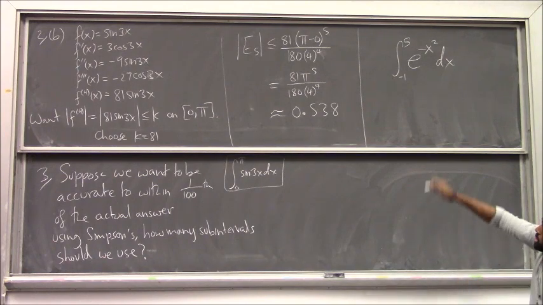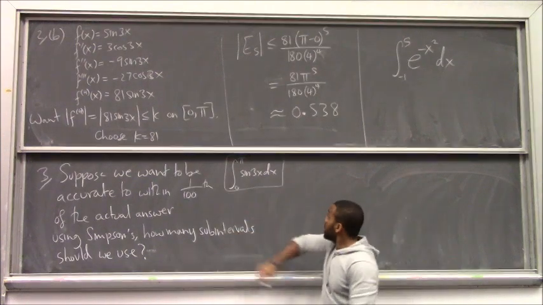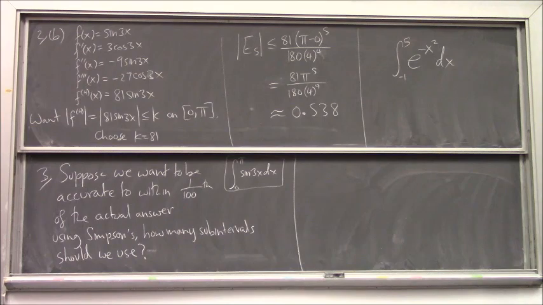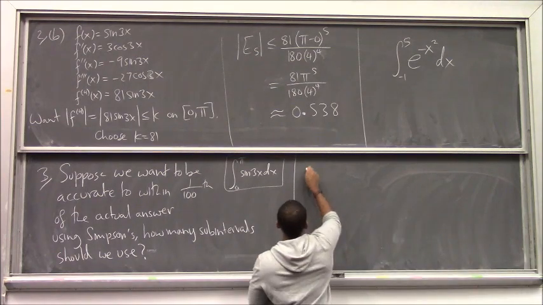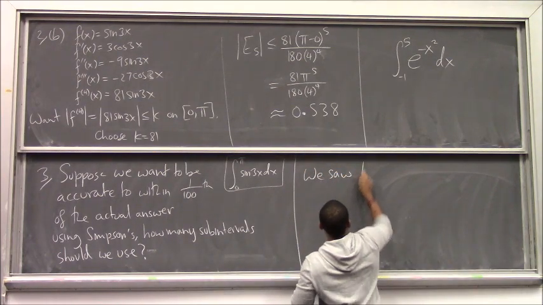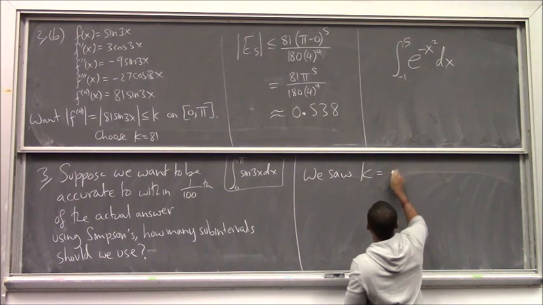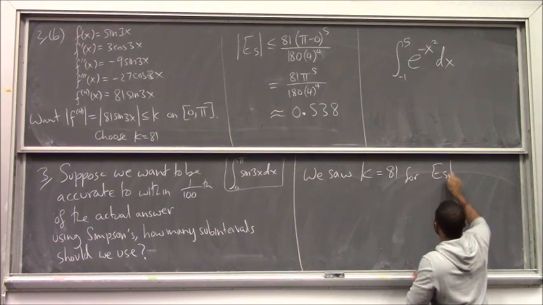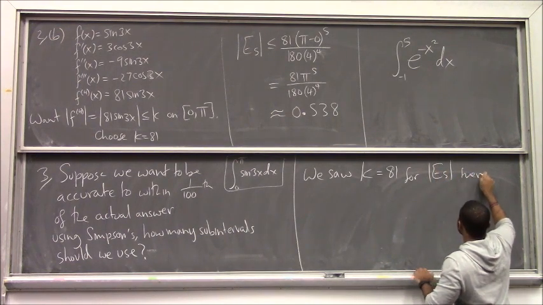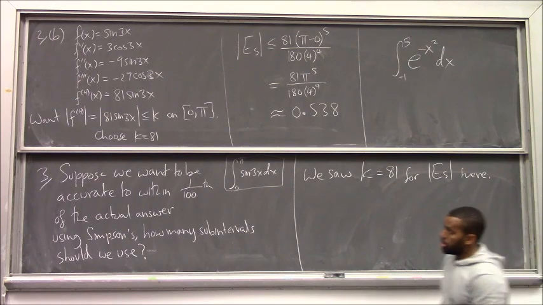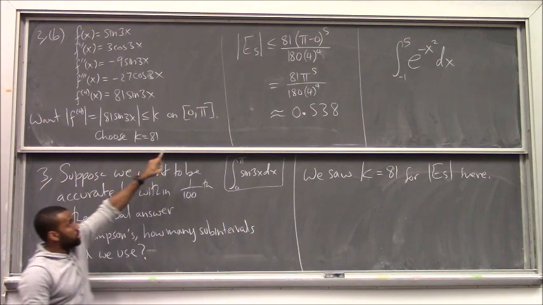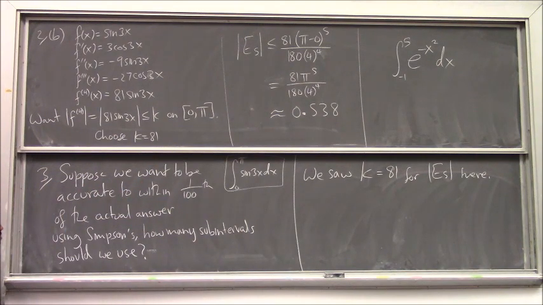Using 4 subintervals, that's my error. What does n need to be to get the error to be this? It turns out, in this case, what you would do is start off with the error approximation. So we saw k was equal to 81 for E_S here. We need to choose a number that is larger than the 4th derivative on the interval of consideration. 81 was the right number.